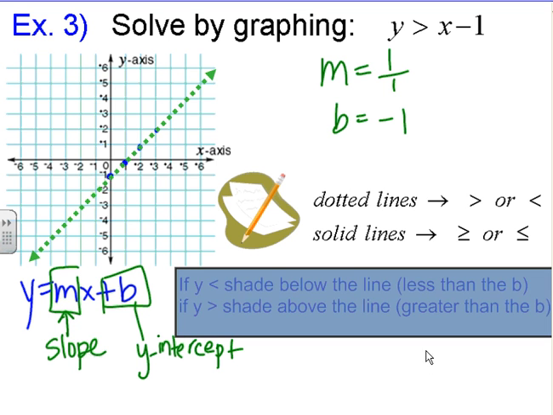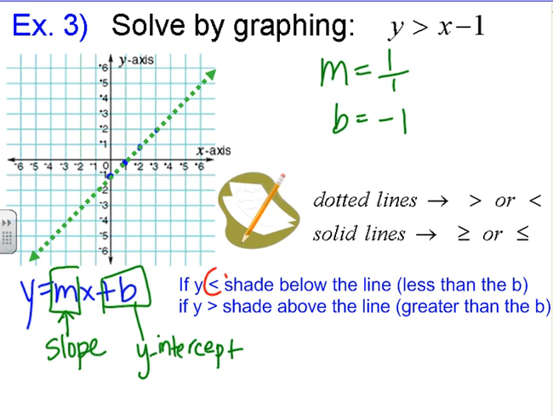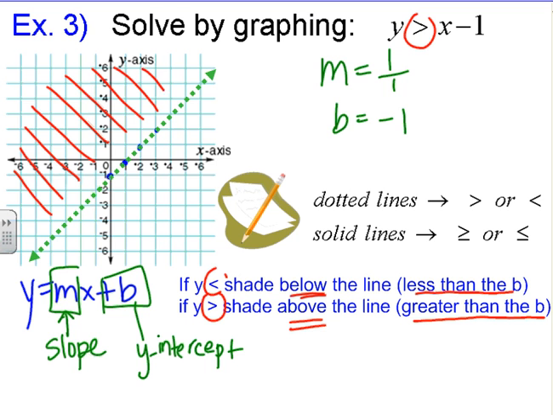Now here's my little shortcut, and I find that this helps out a lot. If we have a less than sign, we're going to shade below the line. In other words, we're looking for less than the y-intercept. If it's greater than, we're going to go above the line, or greater than the y-intercept. So since we have a greater than sign, we want to be greater than -1 on the y-axis. So here's -1, and all the numbers on the y-axis greater than -1 are up here, going up this direction. So that's what we're going to do, is shade all of that in, and that's a great, fast, and easy way to show our shading.